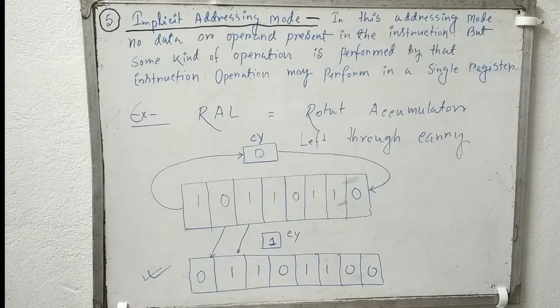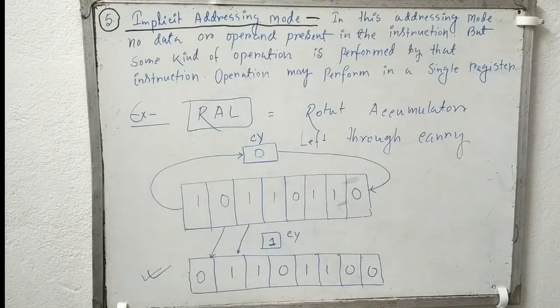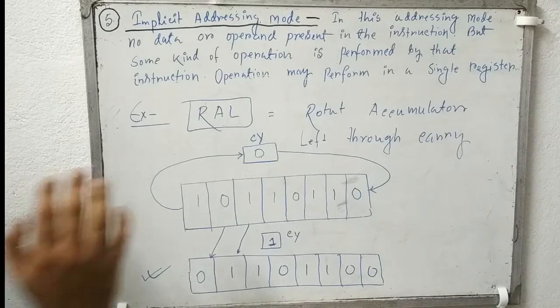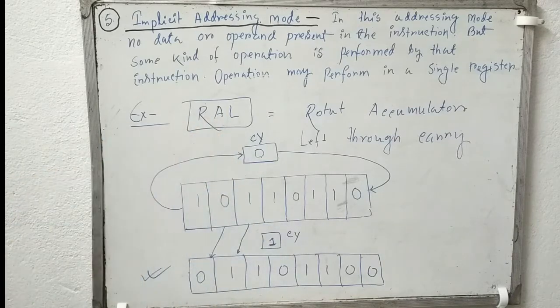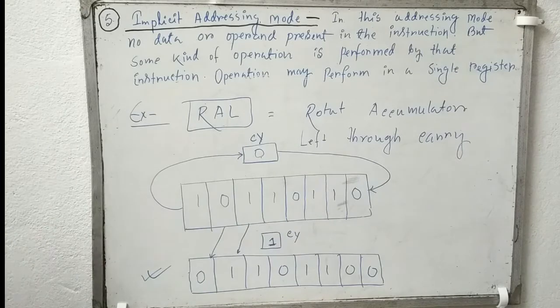If you look at this instruction, it was one instruction, and no data or operand was attached to it. So this was basically our implicit addressing mode. That means with this addressing mode we have completed all 5 addressing modes.